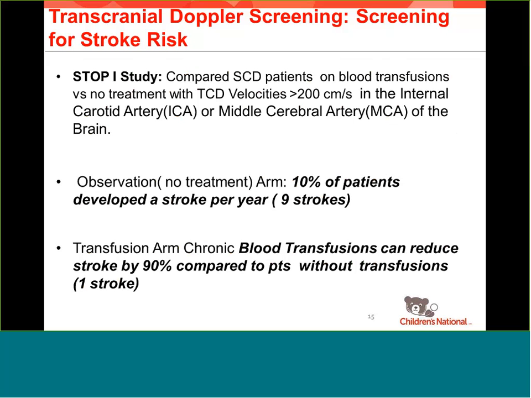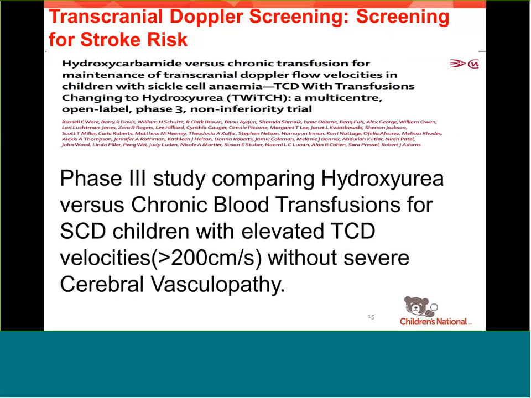We also do MRIs of their brains and MRAs of their brains to see if they have stenosis of their vessels. So we then went from, this was back in the late 90s, to the 2010s. Now we have a new study that came out called the TWiTCH study, and now they compare hydroxyurea to chronic blood transfusions for patients with elevated TCD velocities. Remember, this is for primary stroke prevention.